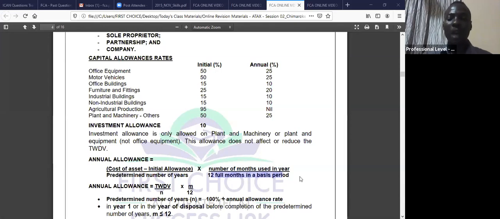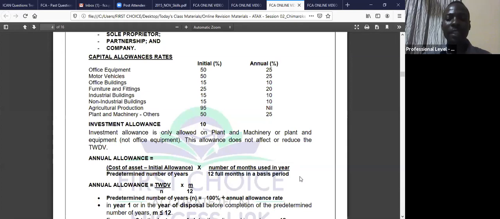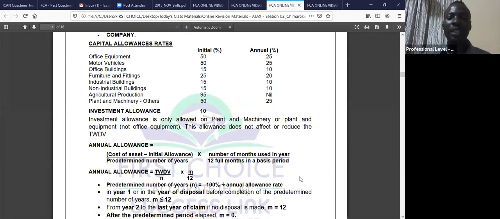It also applies to the last year that the asset was in use before it was disposed. If it was disposed before the end of the basis period, you have to calculate the number of months the asset was used and prorate it.